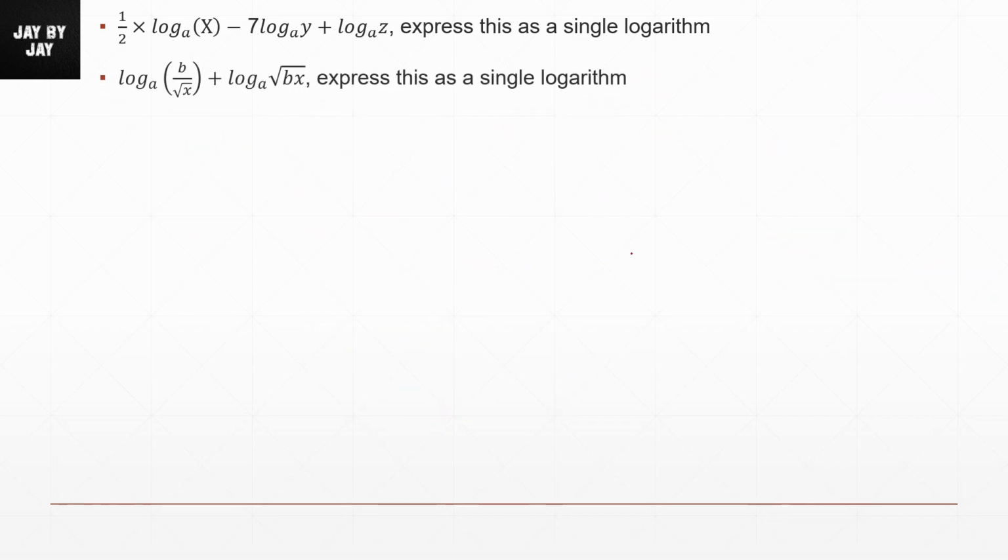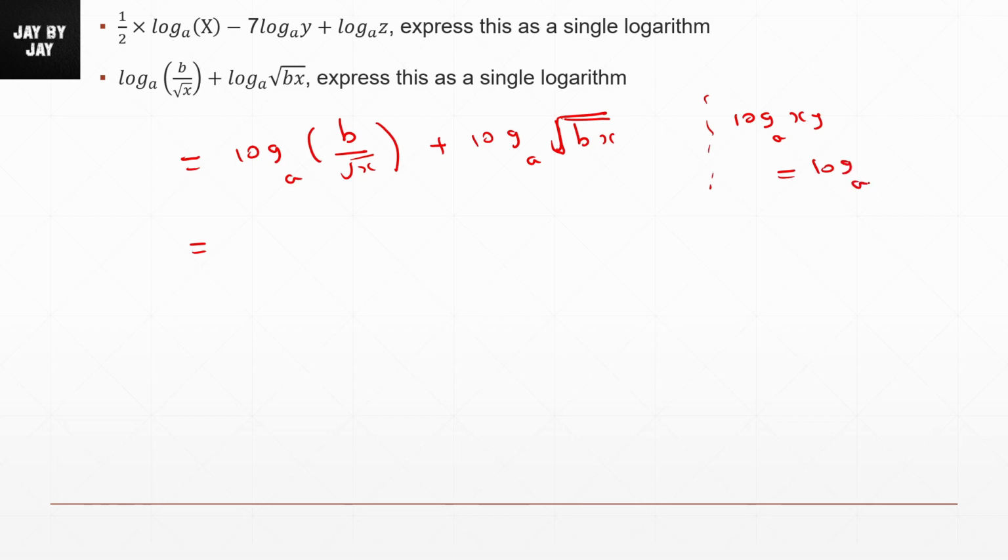Next, move to the other example. It says log a to the bx plus log a to the square root of bx. It's the same as the previous one: express this as a single logarithm. So what we need to do? First of all, we need to look at the bases. It's all the same, right? So it's simply the multiplication of logarithms. Log a to the x y, we can write as log a to the x plus log a to the y. So we have the right hand side of the equation, and we need to convert back to here.